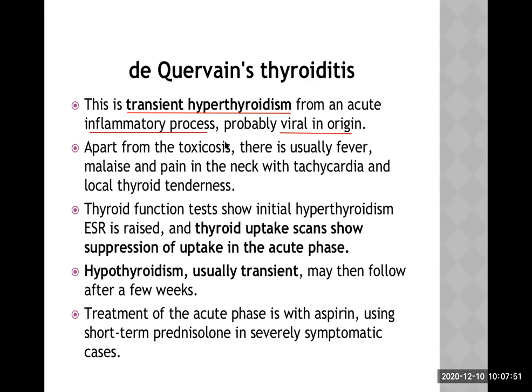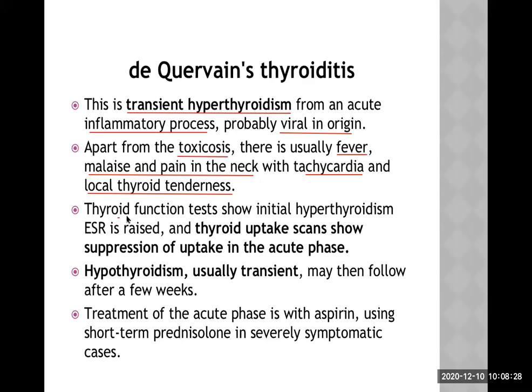Apart from the toxicosis, meaning the hyperthyroid condition, there is fever, malaise, and pain in the neck with tachycardia and local thyroid tenderness. You can easily remember them because there is infection going on. Because of infection, there is fever. There is pain in the neck. Because of the viral illness, malaise is very common. Because of the same infection, tachycardia is common, and tachycardia is again explained by the hyperthyroid state, and local thyroid tenderness is a very common feature.